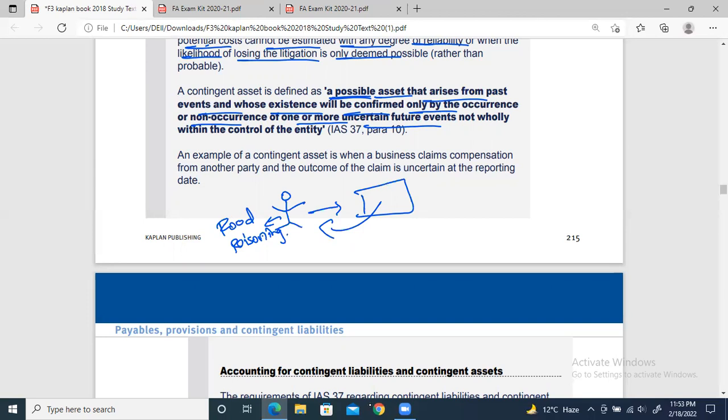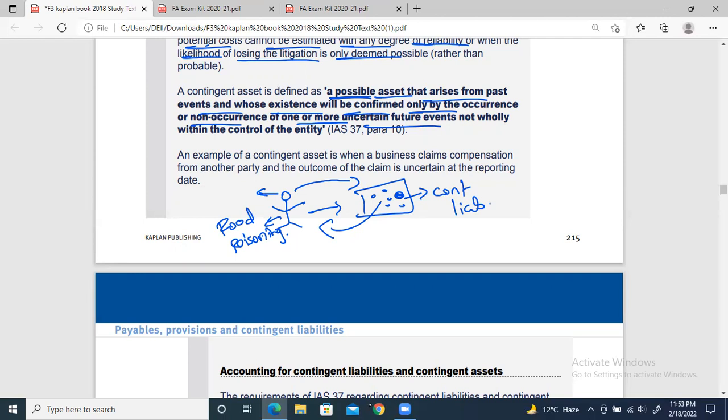Now, what's happening over here is that this customer is filing the case against them. So the customer is basically waiting. If we see the restaurant staff in this, they will be very scared, that we did the wrong thing. And they actually know that they did the wrong thing. So for this restaurant, this will be a contingent liability. But the restaurant can also try to prove the customer wrong.